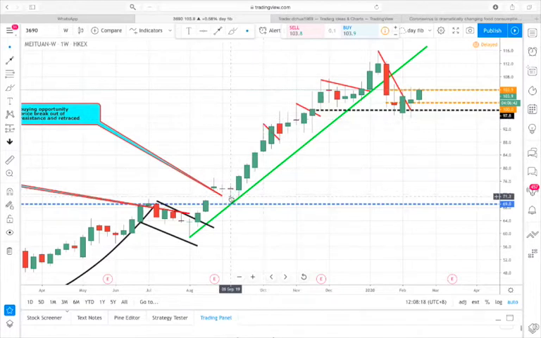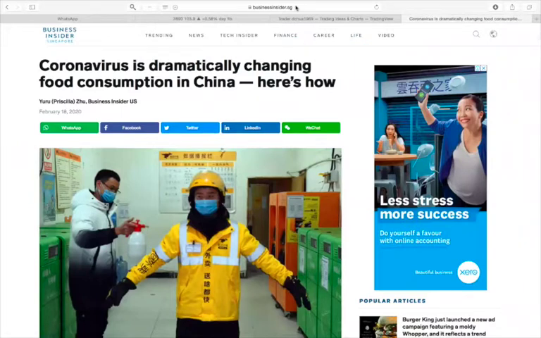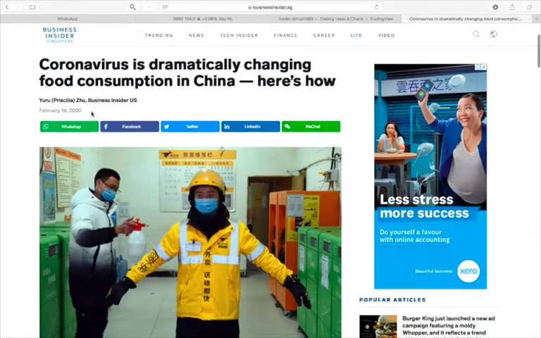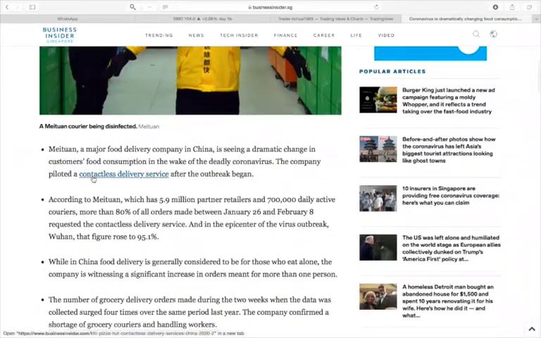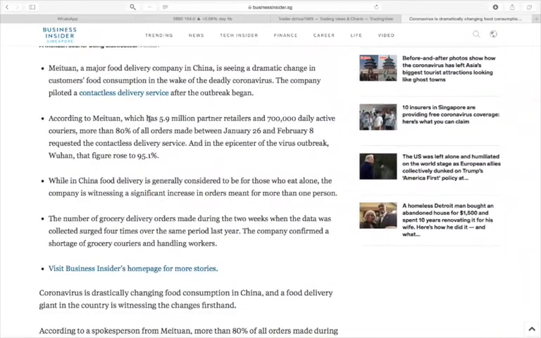But for those who have not heard of this company and would like to give it a shot, there is one article here which I just put out from businessinsider.sg. This is quite recent, on February 18, 2020. You can just read here. They have about 5.9 million partner retailers. Wow. And 700,000 daily active couriers. That is a lot.